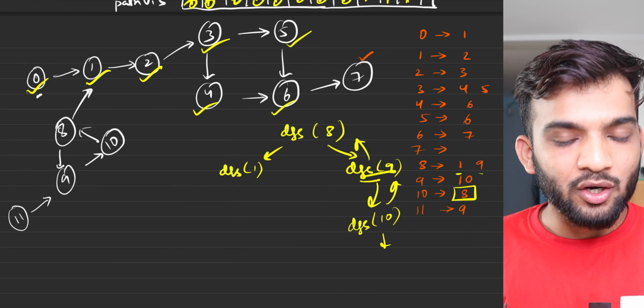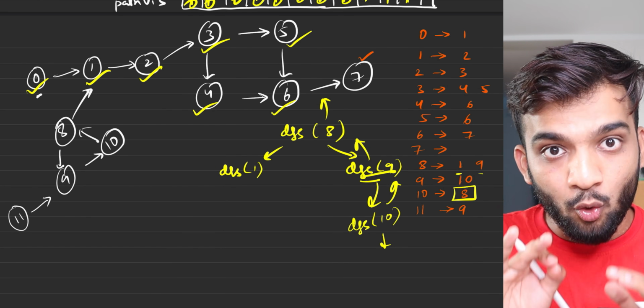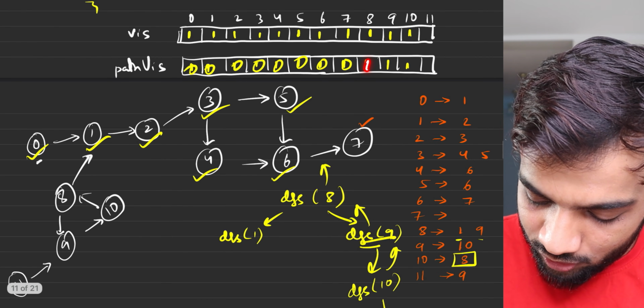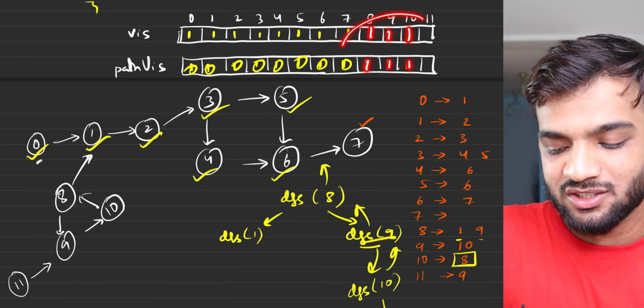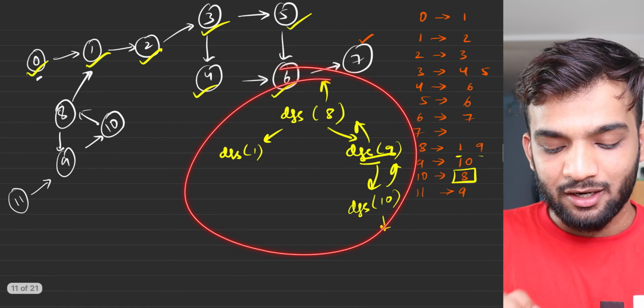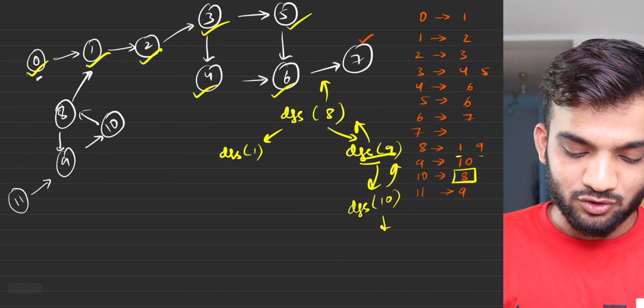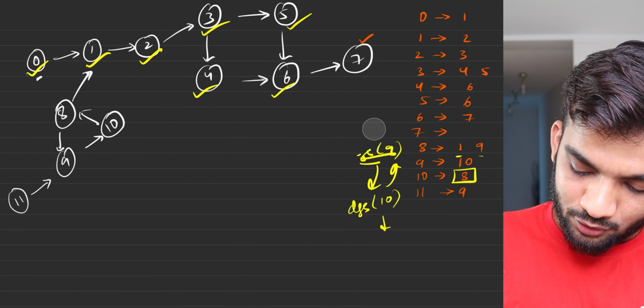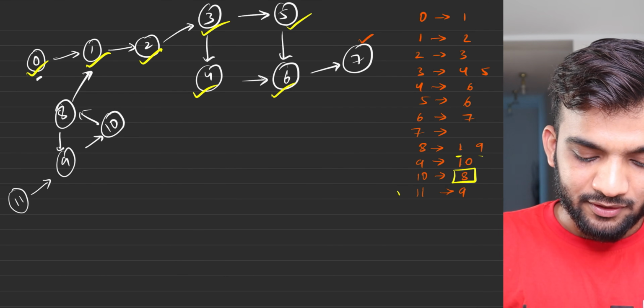8 says, you guys got a cycle. I'll return. No one unmarked themselves. So all of them are marked as visited and path visited. The thing that I was explaining. Everyone returned and none of them were safe nodes. Perfect. So we're done with this.